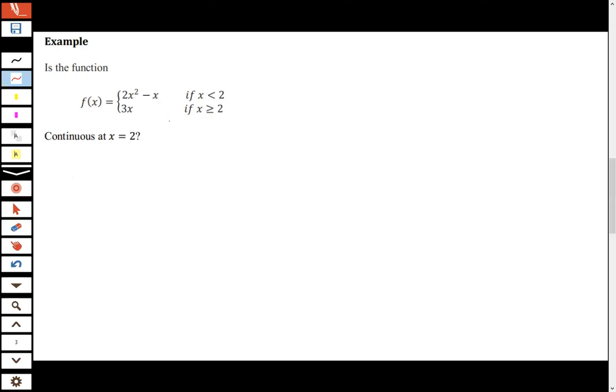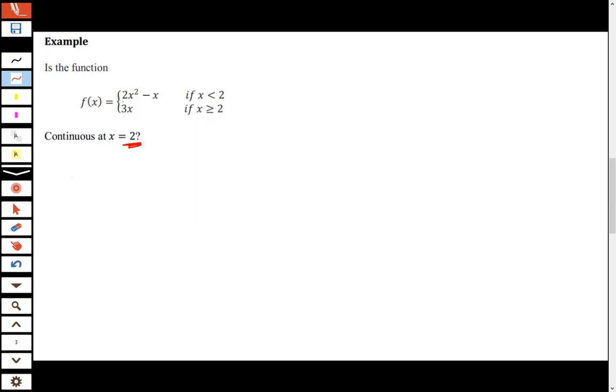So this one is straightforward. You check the first function, you also check the second function. They're asking us whether the function is continuous at x equals 2. So how do you check that? You look at this function that we've been given.